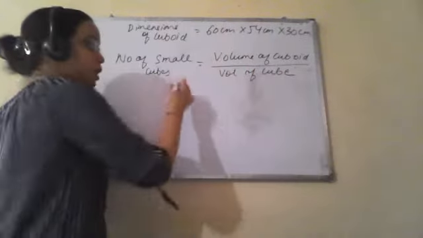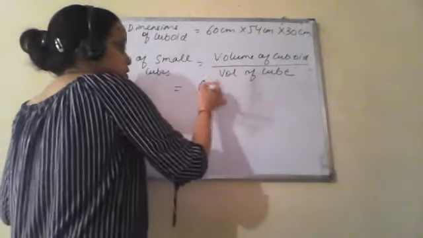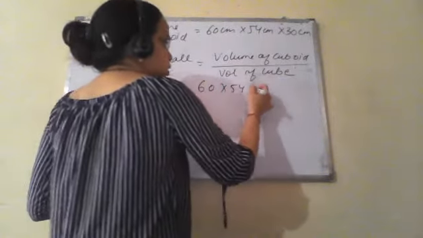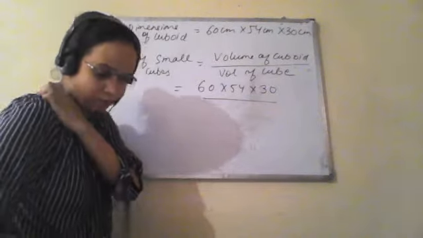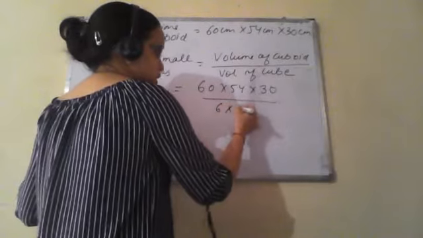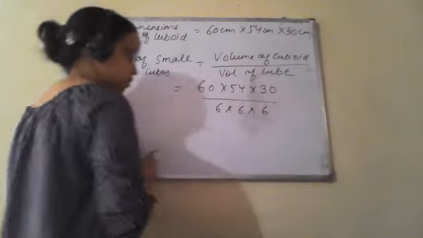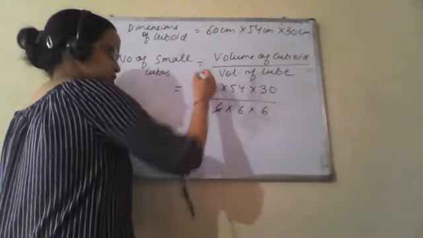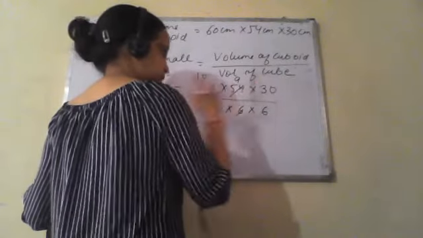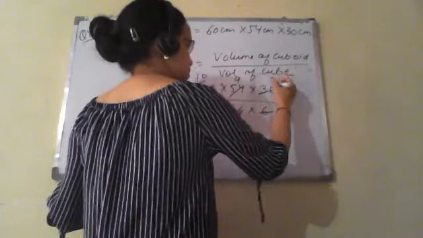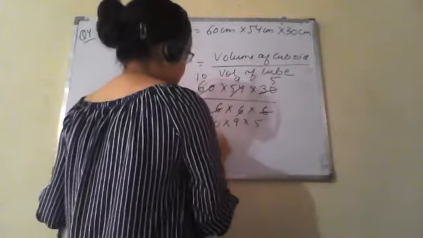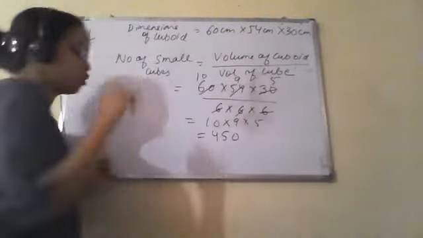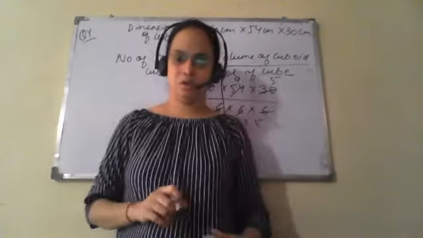So what is volume of cuboid? It is L into B into H. That is 60 into 54 into 30. And what is volume of cube? It is side cube and side is given as 6 centimeter. So it will be 6 into 6 into 6. Clear? So this is 10. This is 9. And this is 5. So it will be 10 into 9 into 5. So this comes out to be 450. So number of small cubes that can be fitted into cuboid is 450.